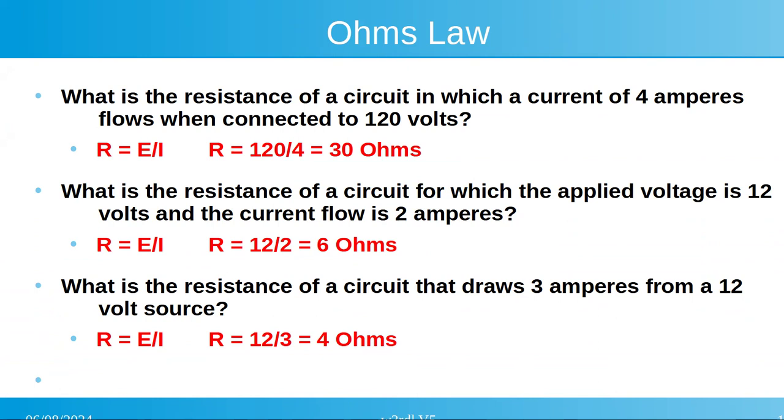E divided by I. You got 120 volts and you got 4 amps, so that's gonna equal 30 ohms. So let's do 12 volts and 2 amps. Same formula, E divided by I, just plugged in different numbers.